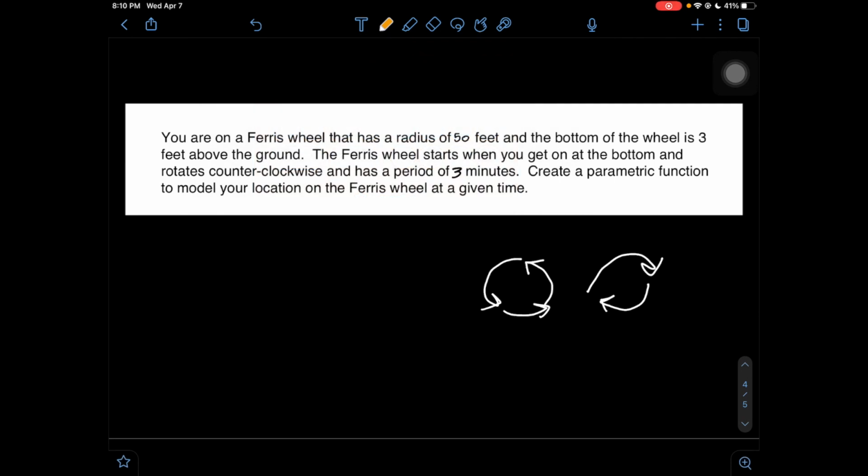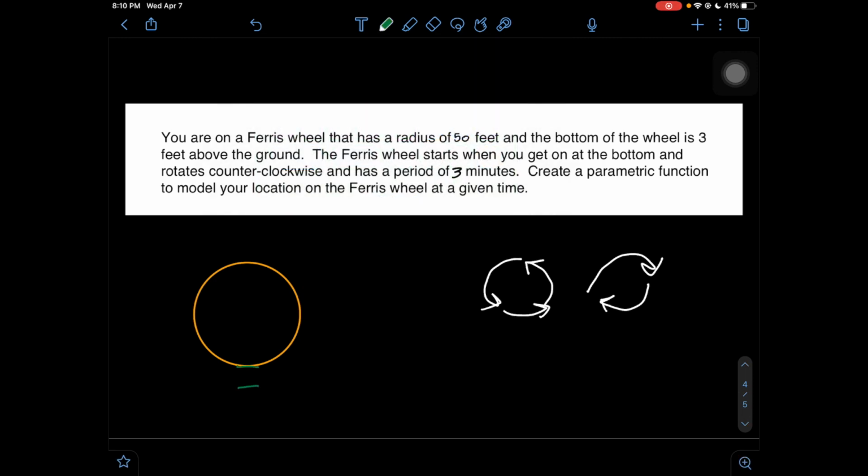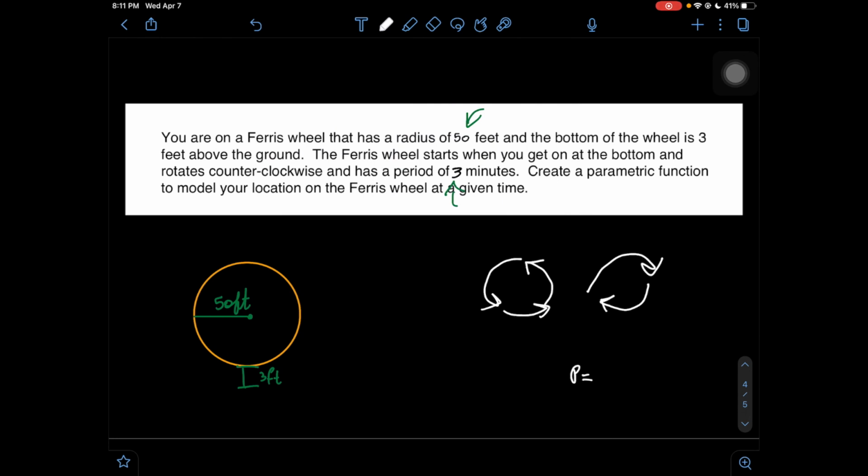So if we look at it, a Ferris wheel, let's say it's a circle, and then we know that we're 3 feet off the ground. So let's say that the platform is from here to here, and that's 3 feet. Since it's a circle, and they told us that we have a radius, we know the radius is 50 feet. And we know that the period is 3 minutes. P equals 3 minutes.